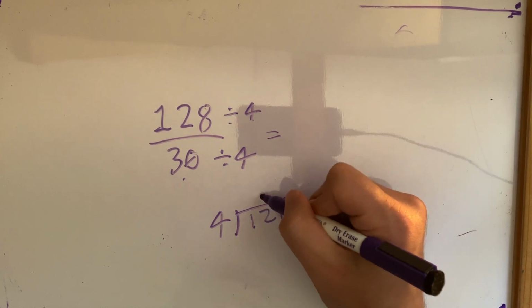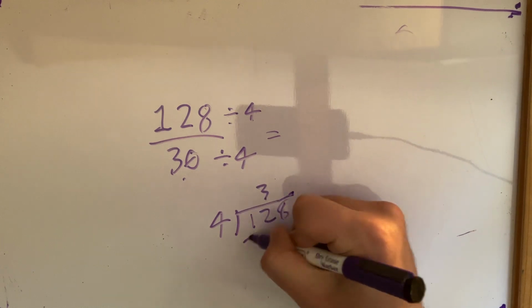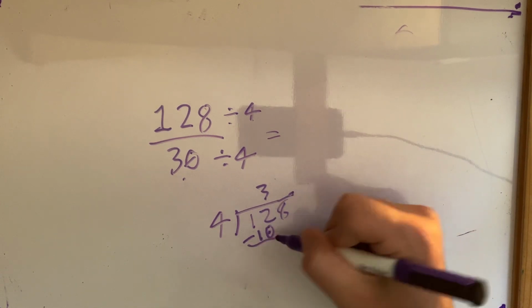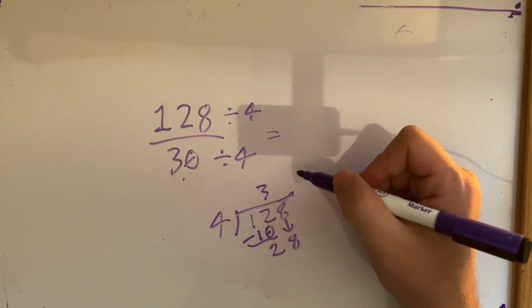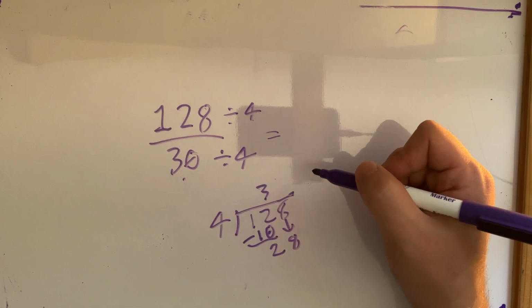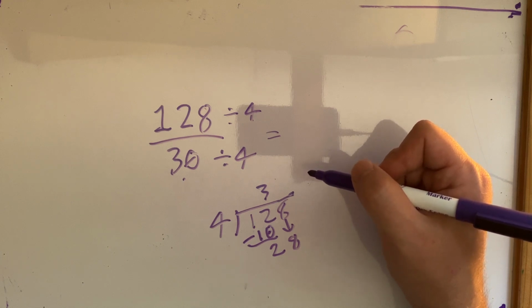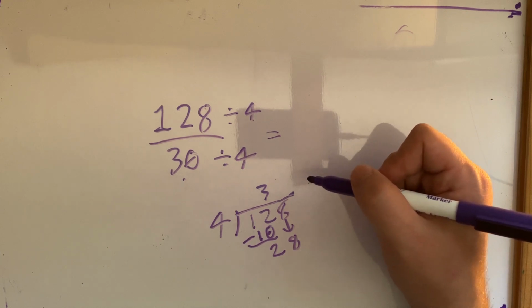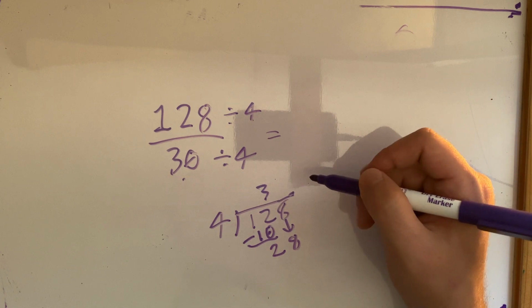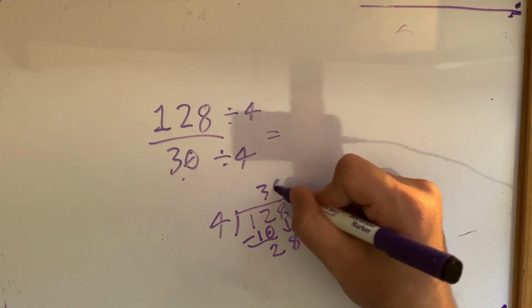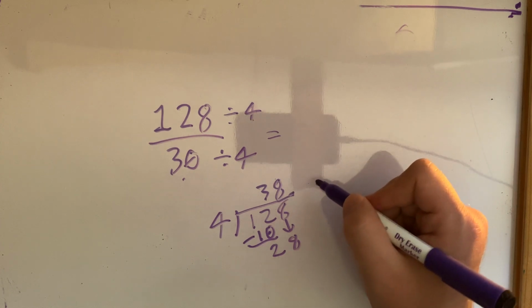So this is 17. It goes in there 3 times, minus 12 equals 2. Carry down the 8. So 4 times 6 would be 20, right? Because 4 times 3 is 12. So it should be 8. 38. Is that correct?